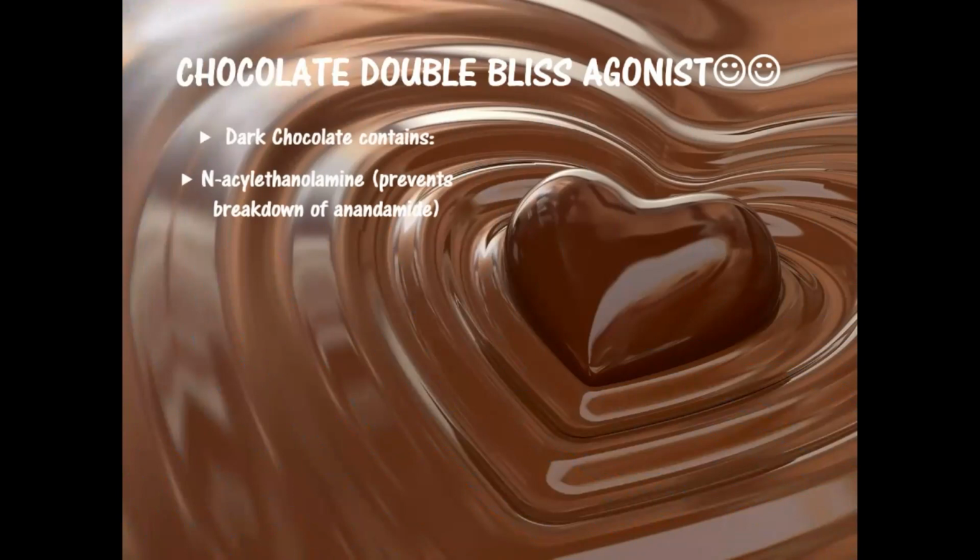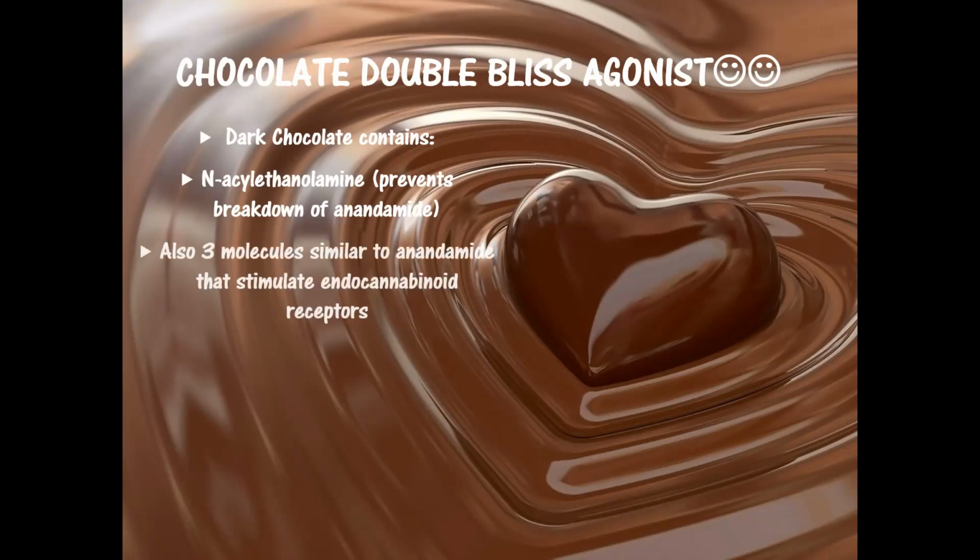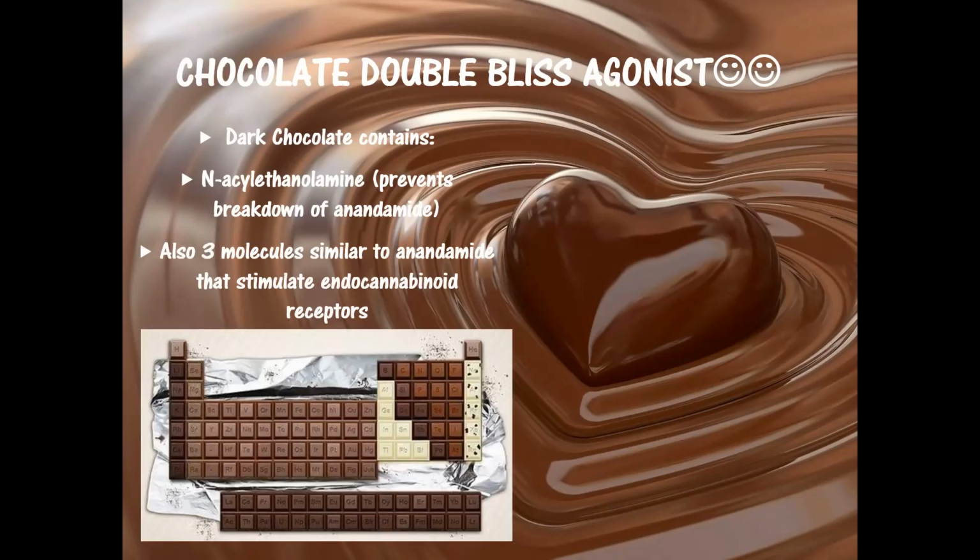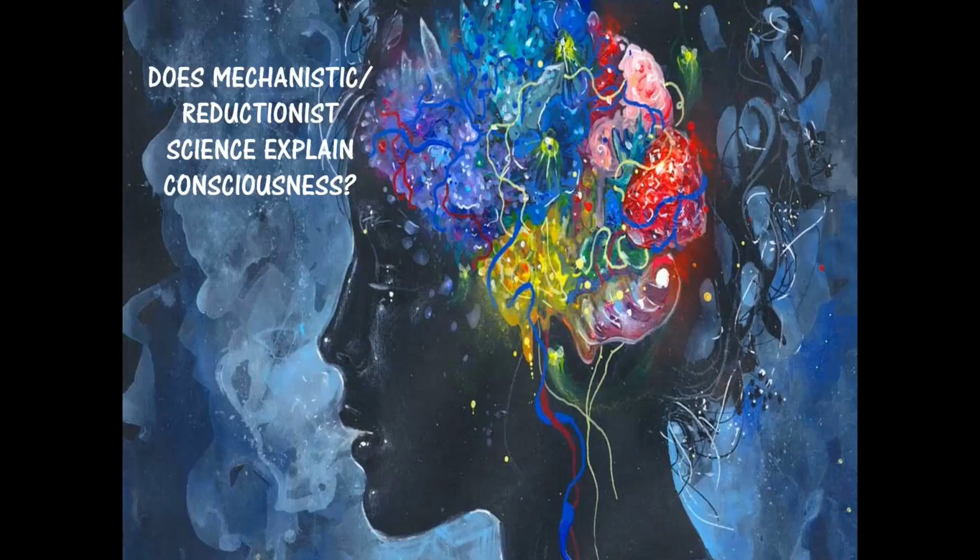So chocolate, on the other hand, I think actually has triple the bliss. Dark chocolate contains N-acetylethanolamine, which prevents the breakdown of anandamide. By the way, if you don't know how to say the molecule's name, just go with it, because nobody but your teacher will know, and I'm not going to call you out on it. You can ask Google. Google always does it phonetically, which is really fun. So there are 3 molecules that are similar. That first molecule helps to block the enzyme. And then there are 3 more molecules in chocolate that stimulate the receptor. You can't eat enough chocolate, though, to end up with a shrunken brain. Trust me, I've tried.